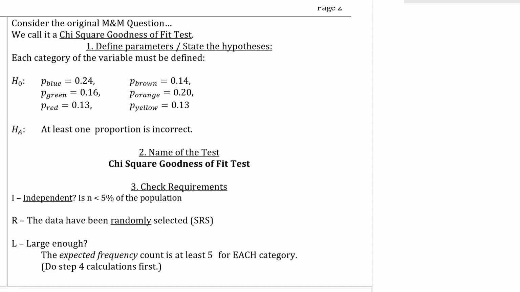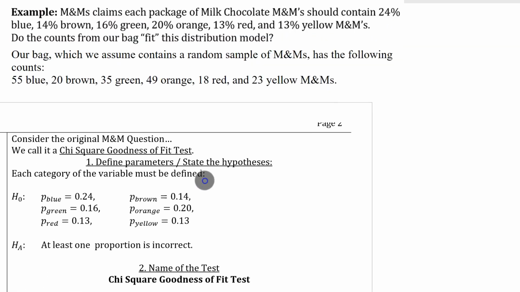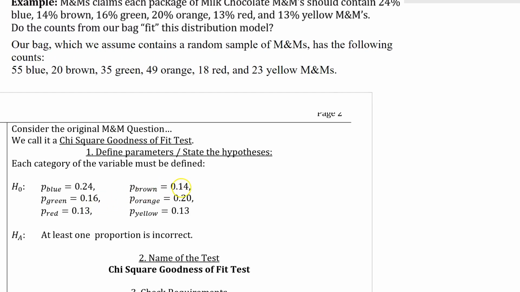For these hypotheses, we can start off by putting them either in words or just listing them out. Since we have a lot of different proportions here and not just wanting them to be equal, it makes sense to just write them all out individually. So as you can see, the proportion of blue is expected to be 24%. The proportion of brown is 14%. So we just go through and write each one of these out. But to save time for the alternative, it makes sense to just write at least one proportion is incorrect, because all we need is one of them to be wrong, and the entire thing will be wrong.